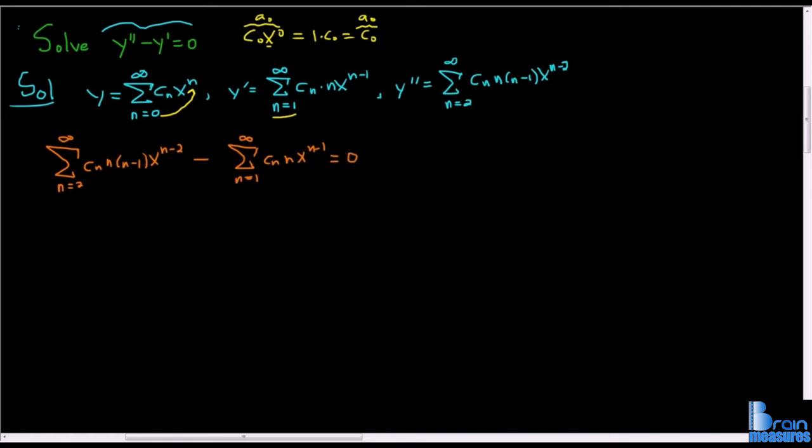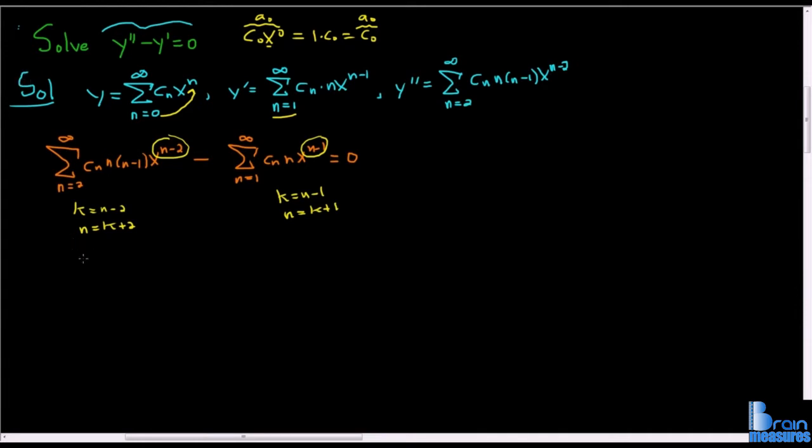Okay. The next step, or at least the way I do it, is I set this exponent equal to k. I want all my exponents to be the same so I can combine everything. So we'll set k equal to n minus 2. That means n is equal to k plus 2. For this one, we'll set k equal to n minus 1. That means n is equal to k plus 1. You can do this step in your head, that's fine. I like to write it down.